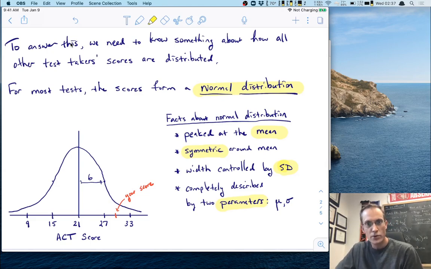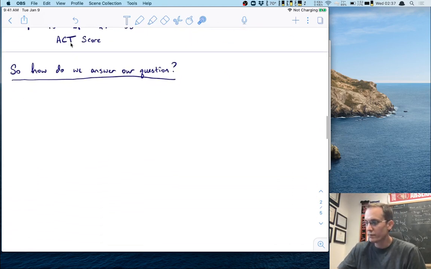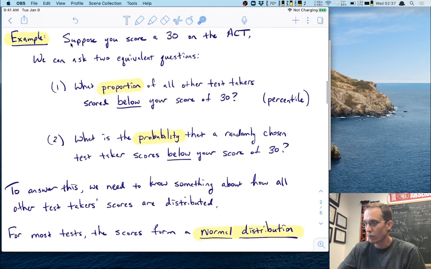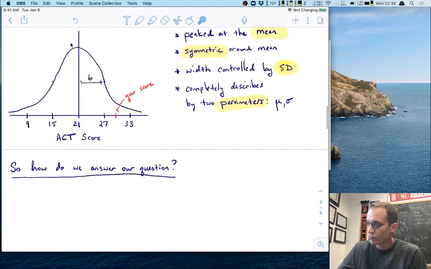Okay? So normal distributions are used in a lot of different contexts, but for us, in a psychology context, we very, very often see them in the context of test scores. So that's what we're going to use for our example today. So how do we answer our question? Well, at the risk of making you dizzy, let me roll back to those questions. The questions were, what proportion of all other test takers score below 30? Or another way to ask that is, what's the probability that a randomly chosen test taker scores below 30? So how do we answer that question?